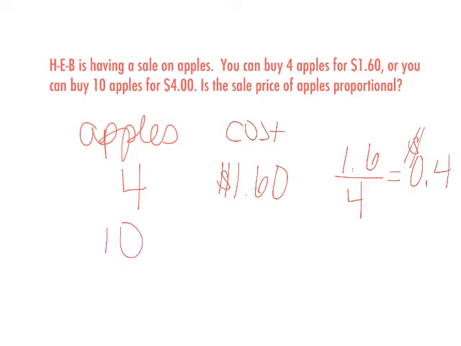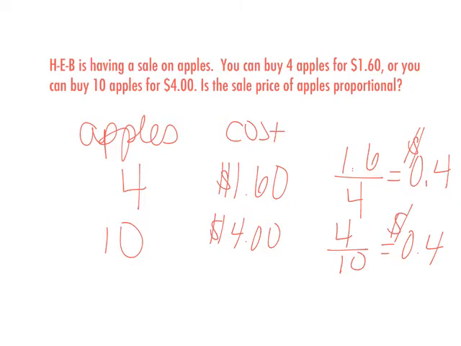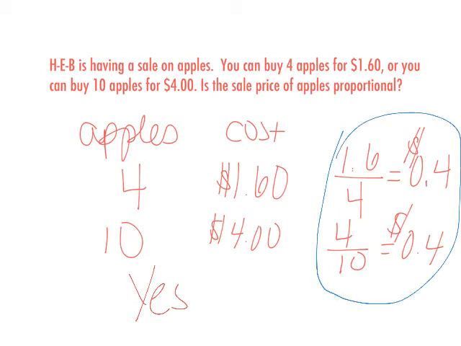Let's say we buy 10 apples, and that costs us $4. So we do $4 divided by 10, and we get 0.4, or 40 cents. So are they proportional? Yes, they are. Why are they proportional? Because that ratio is the same. When we did the cost divided by the number of apples, we got the same ratio of 0.4. So yes, they are proportional.